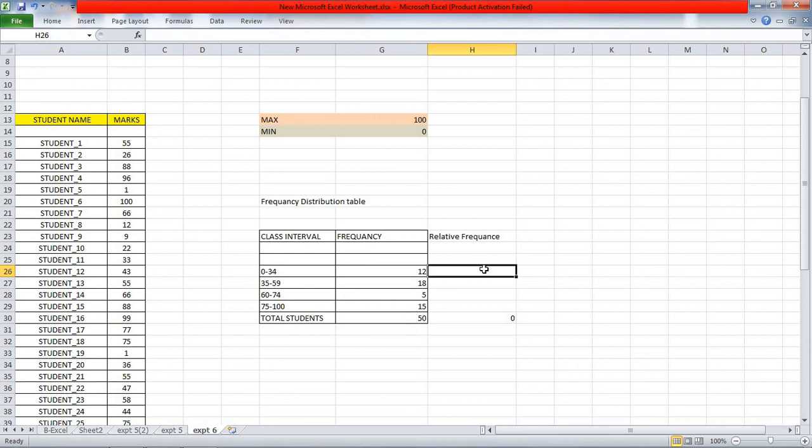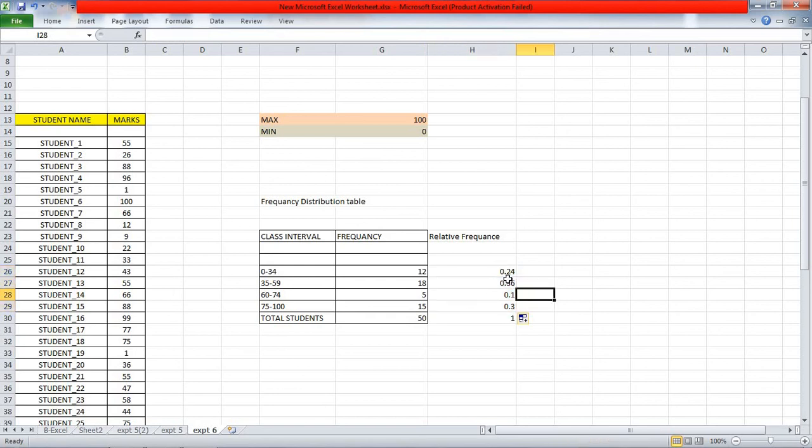So I am going to write the formula, which is G26. Open the bracket, G26 divided by the total frequency, which is 50. Close the bracket and enter. What you get is 0.24. After that you can drag the formula.